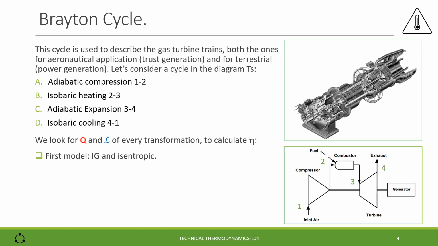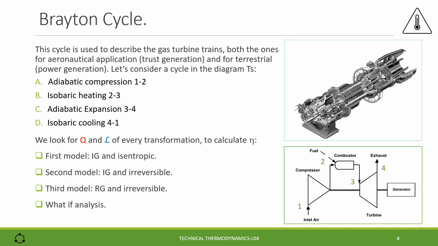The first model we are using is ideal gas and isentropic transformations. We consider isentropic the transformations A and C. The second model considers still ideal gas but irreversible transformations, no longer isentropic. The third model considers a real gas and still irreversible transformations, to be closer to the real case. And then we perform a what-if analysis.